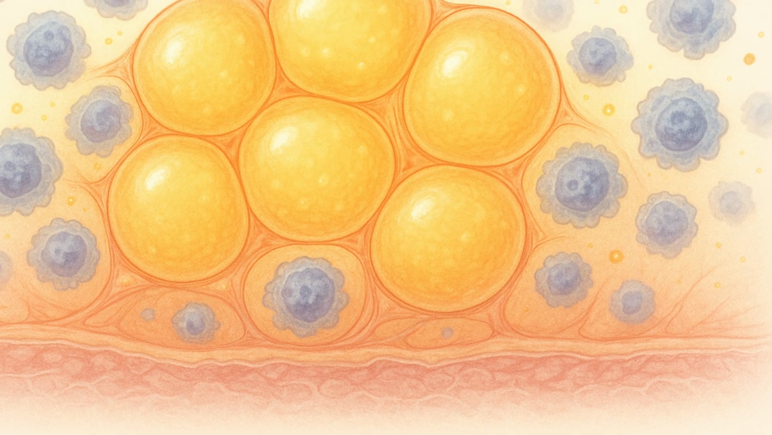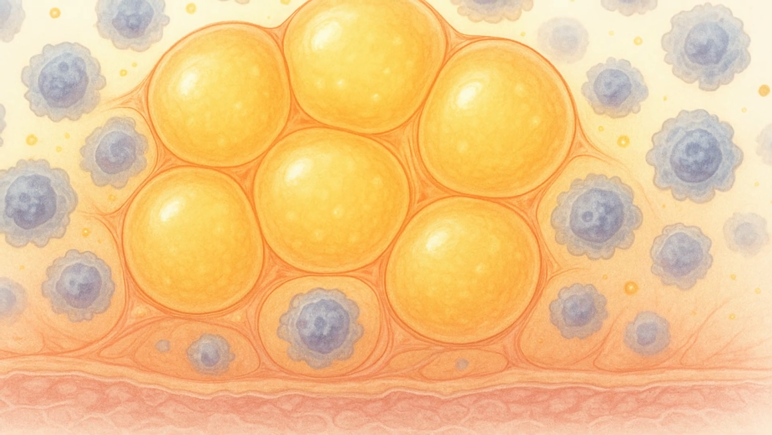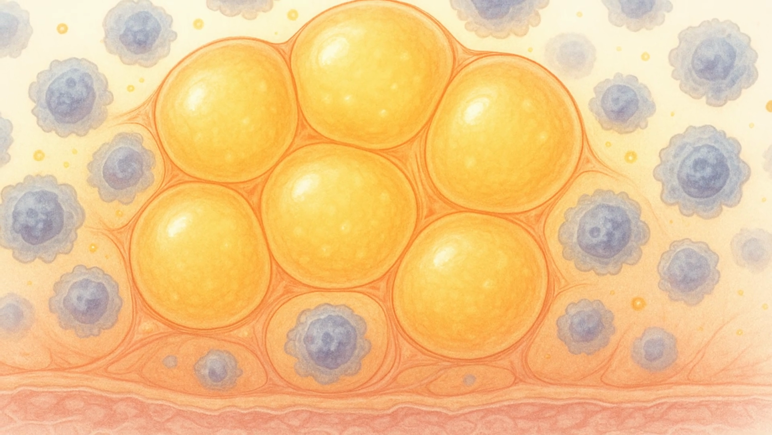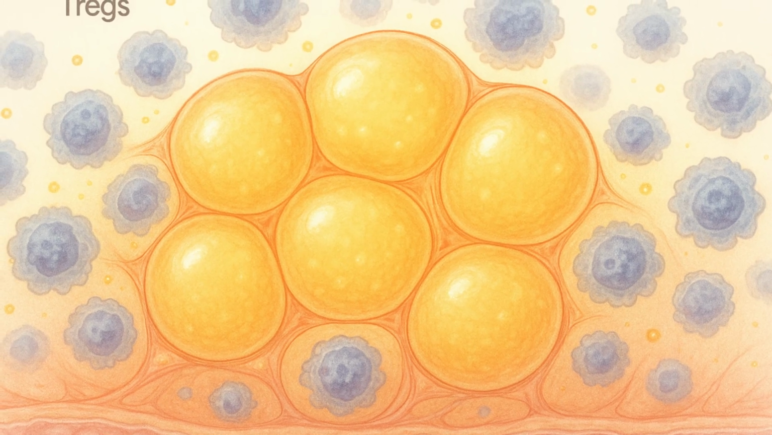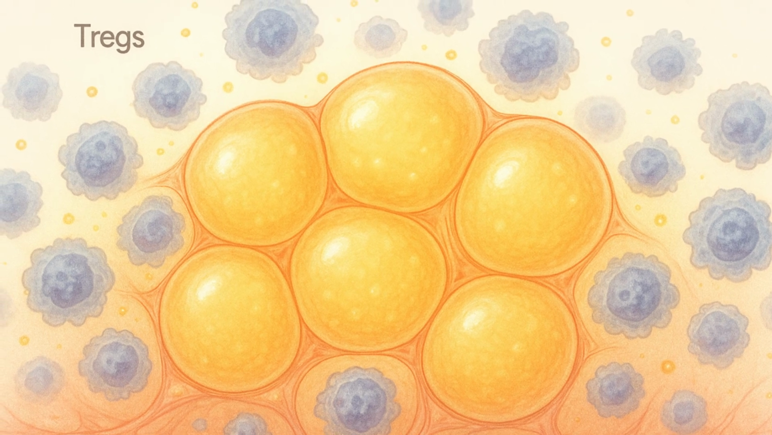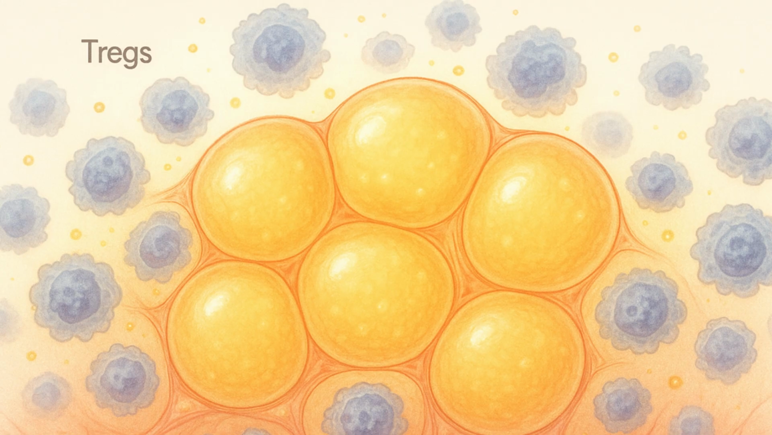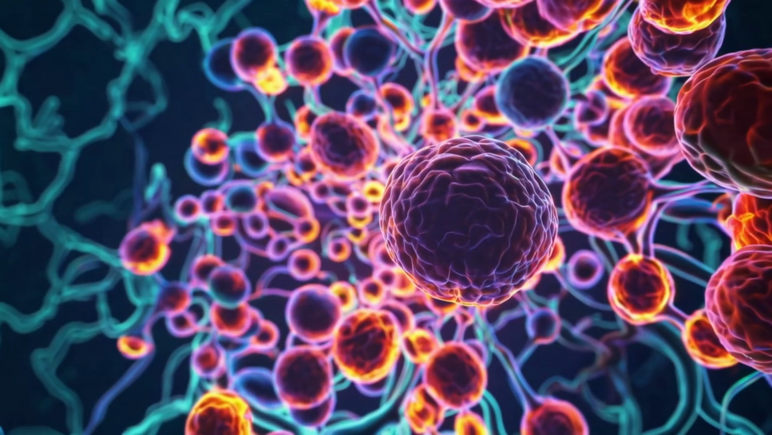Adiponectin also promotes the polarization of macrophages toward the M2 anti-inflammatory phenotype within adipose tissue, supporting a healing environment that preserves insulin sensitivity. In the liver and skeletal muscle, adiponectin dampens inflammatory pathways that interfere with insulin signaling, helping to maintain effective glucose uptake and metabolic flexibility.